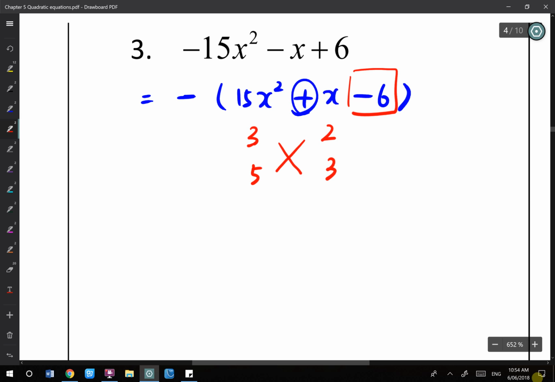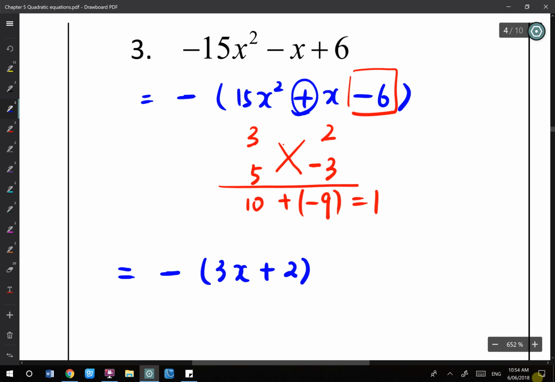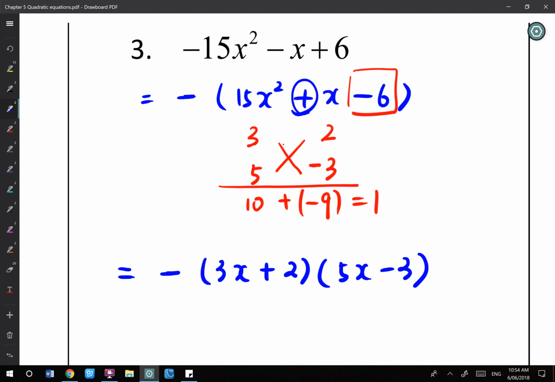I need a +1, so the negative sign will be here. I want a +10 and a -9, then I will have a +1. So here I have 10, here I have -9, and adding them, I have 1. So this one does work. So my answer will be -(3x plus 2)(5x minus 3). So 3x plus 2 and 5x minus 3. You read horizontally.